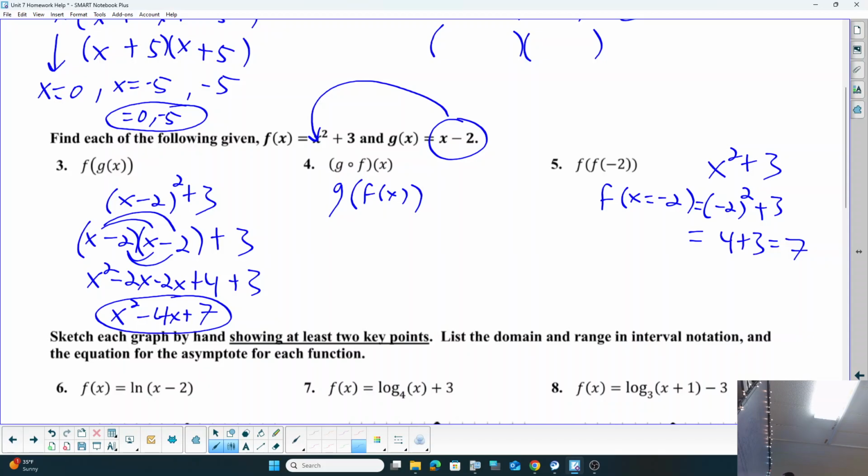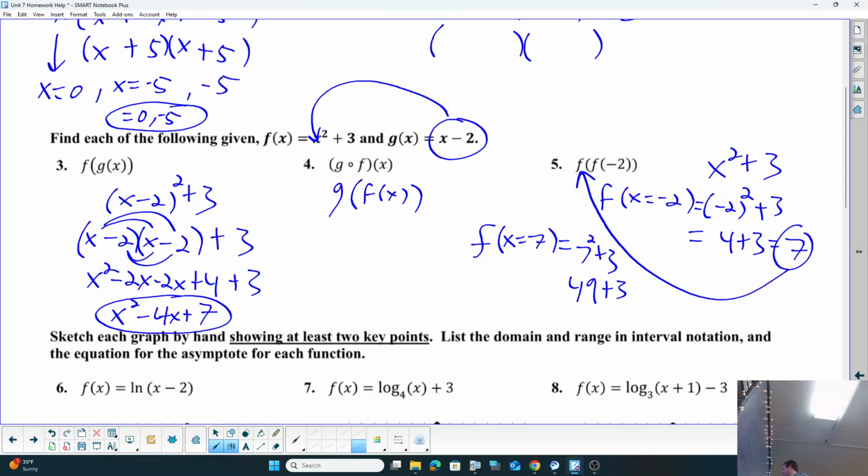That's not the final answer, though, because you got to plug it back in again. So now we're going to do x equals 7. Input, output becomes the input, final output. Do you remember compositions? So 7 squared plus 3 is going to be 7 squared is 49 plus 3 is what, 52?